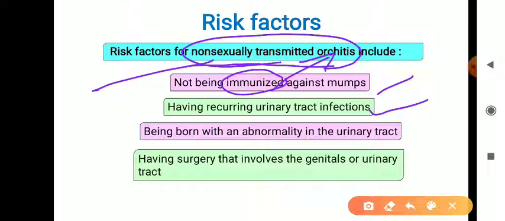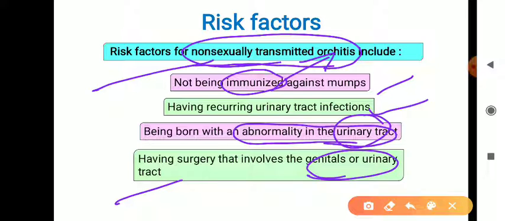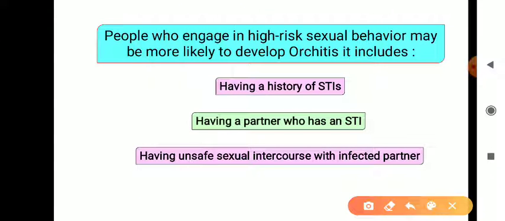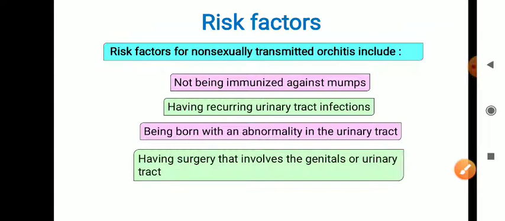Third one is being born with an abnormality in the urinary tract. The person or the children who are born with any congenital abnormality in their urinary tract, so that person is also having the risk of getting orchitis. And fourth one is having surgery that involves the genital or urinary tract. Here they are saying that the person who is having surgery in their urinary or genital tract is also having the risk of getting orchitis.